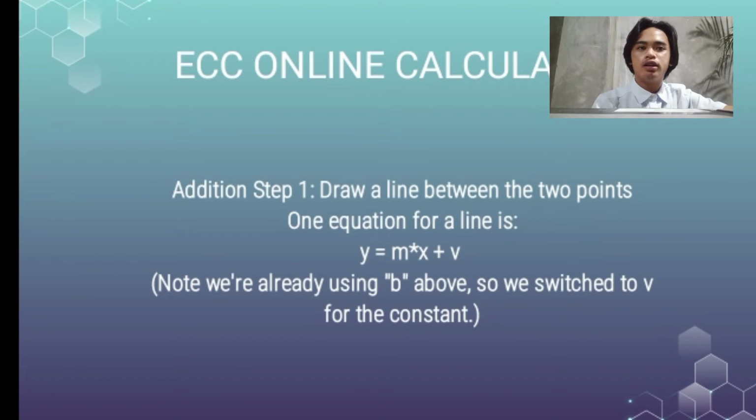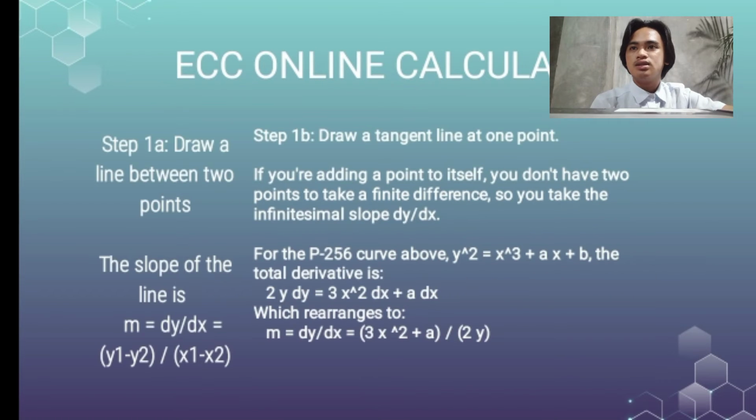Addition is step 1. Draw a line between the 2 points. One equation for a line is y equals m times x plus b. Note we are already using b above, so we switch to v for the constant. Step 1a. Draw a line between 2 points. The slope of the line is m equals dy/dx equals (y1 minus y2) over (x1 minus x2). Step 1b. Draw a tangent line at one point.